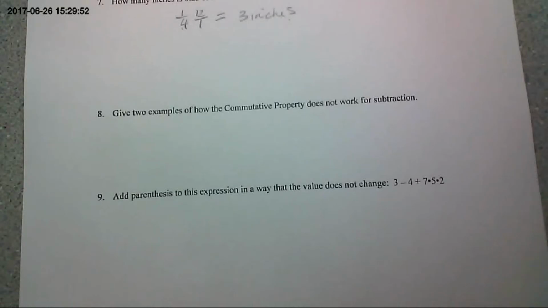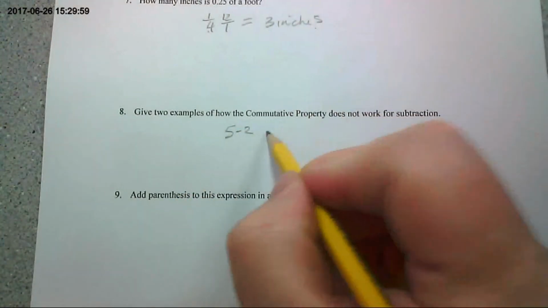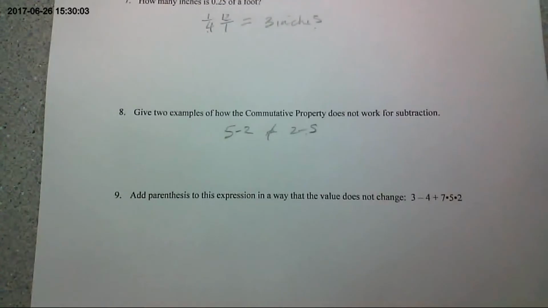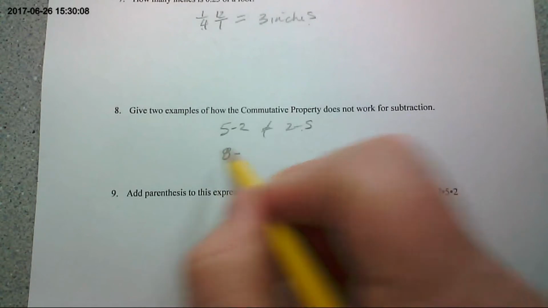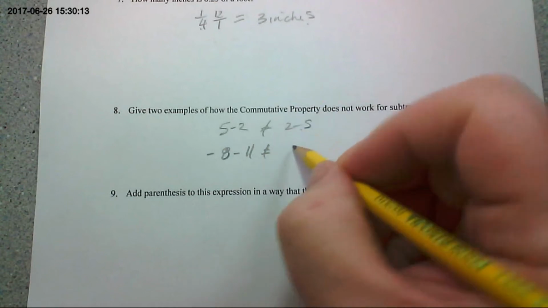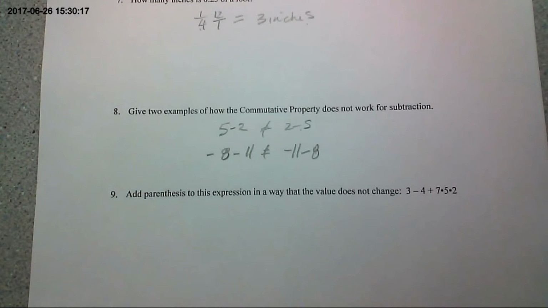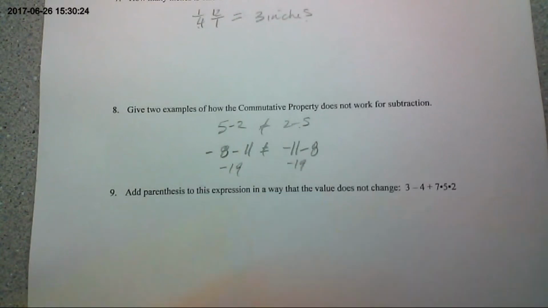Onward and upward. Give 2 examples of how the commutative property does not work for subtraction. So check this out. 5 minus 2 is not equal to 2 minus 5. You change the order, but you don't change the sign with it, then it doesn't work. You could do negative 8 minus 11 does not equal negative 11 minus 8. This is negative 19. That's negative 19.